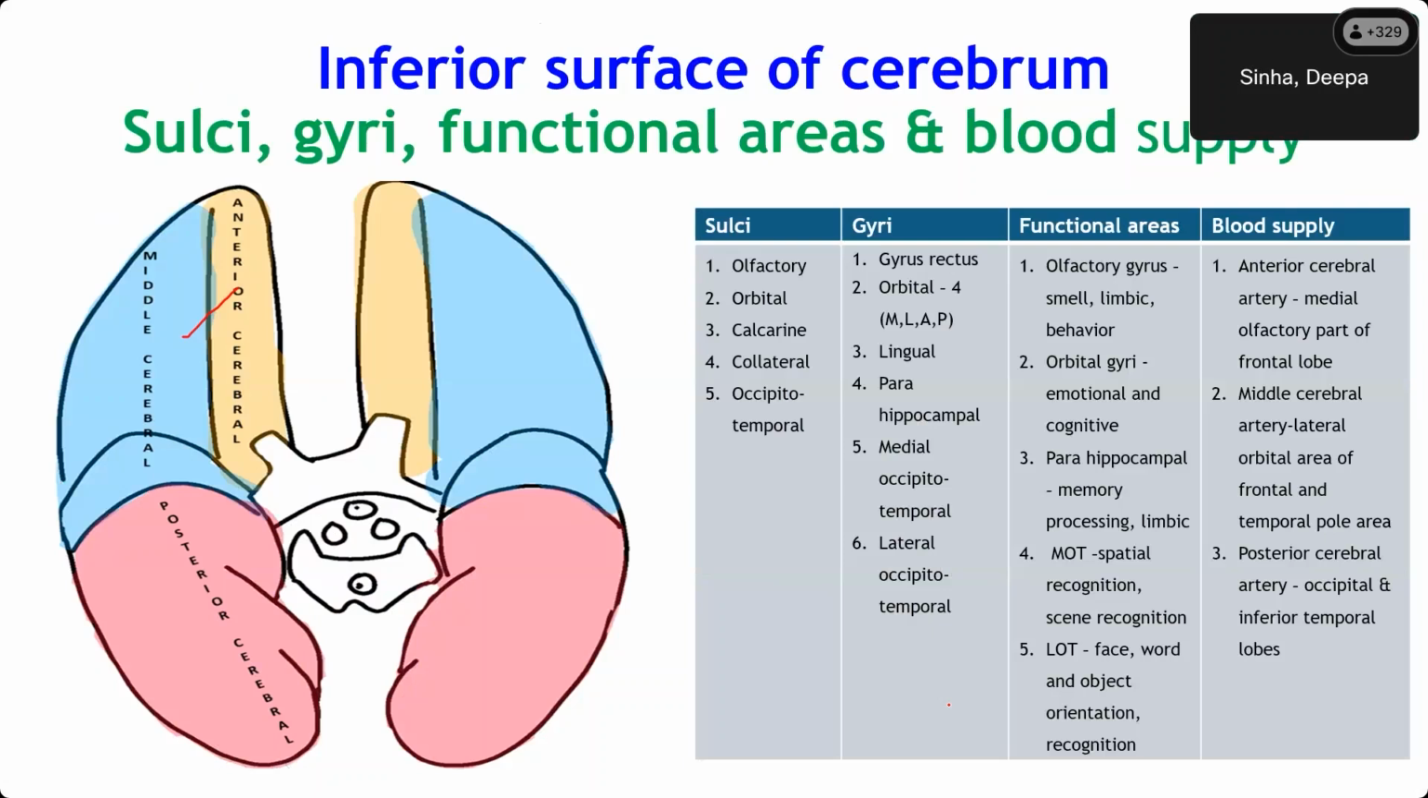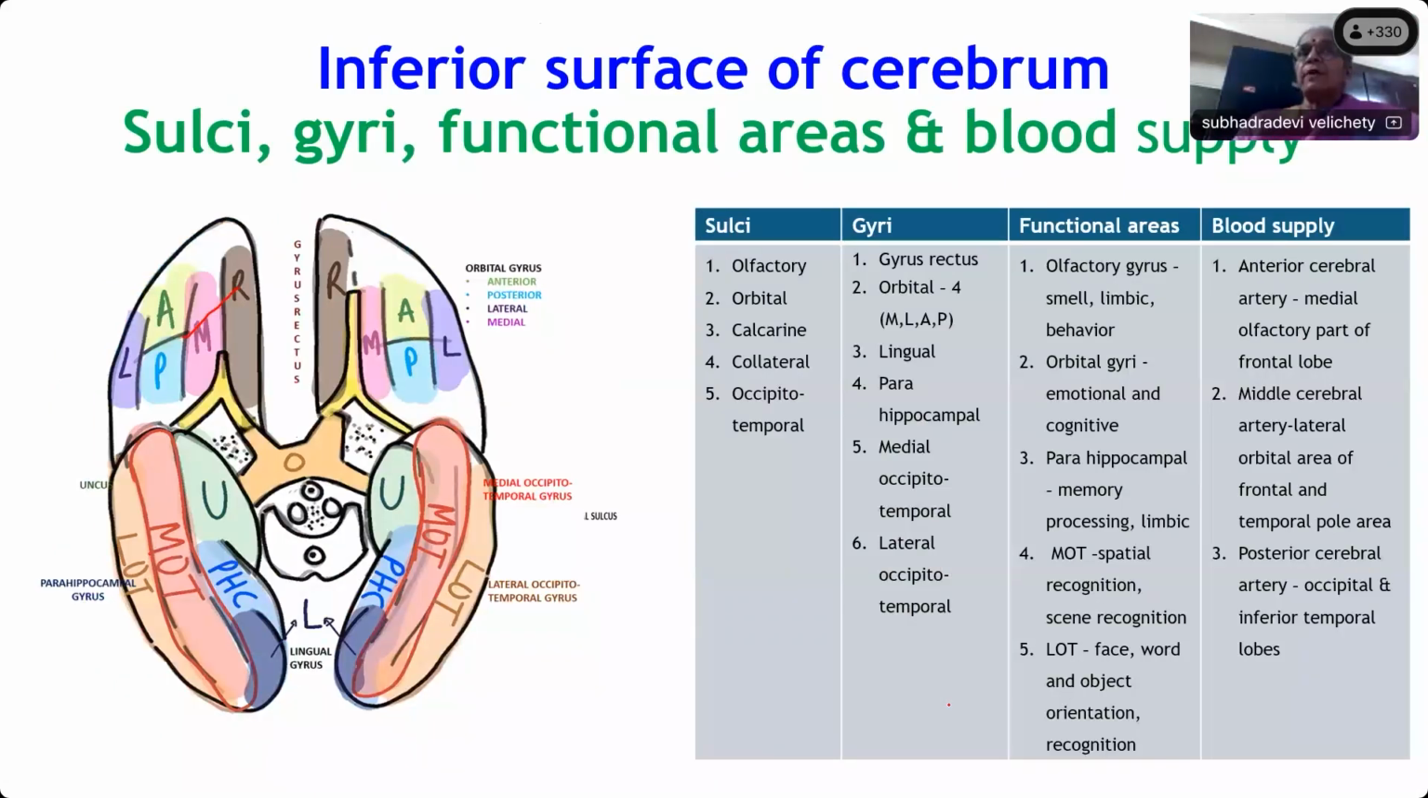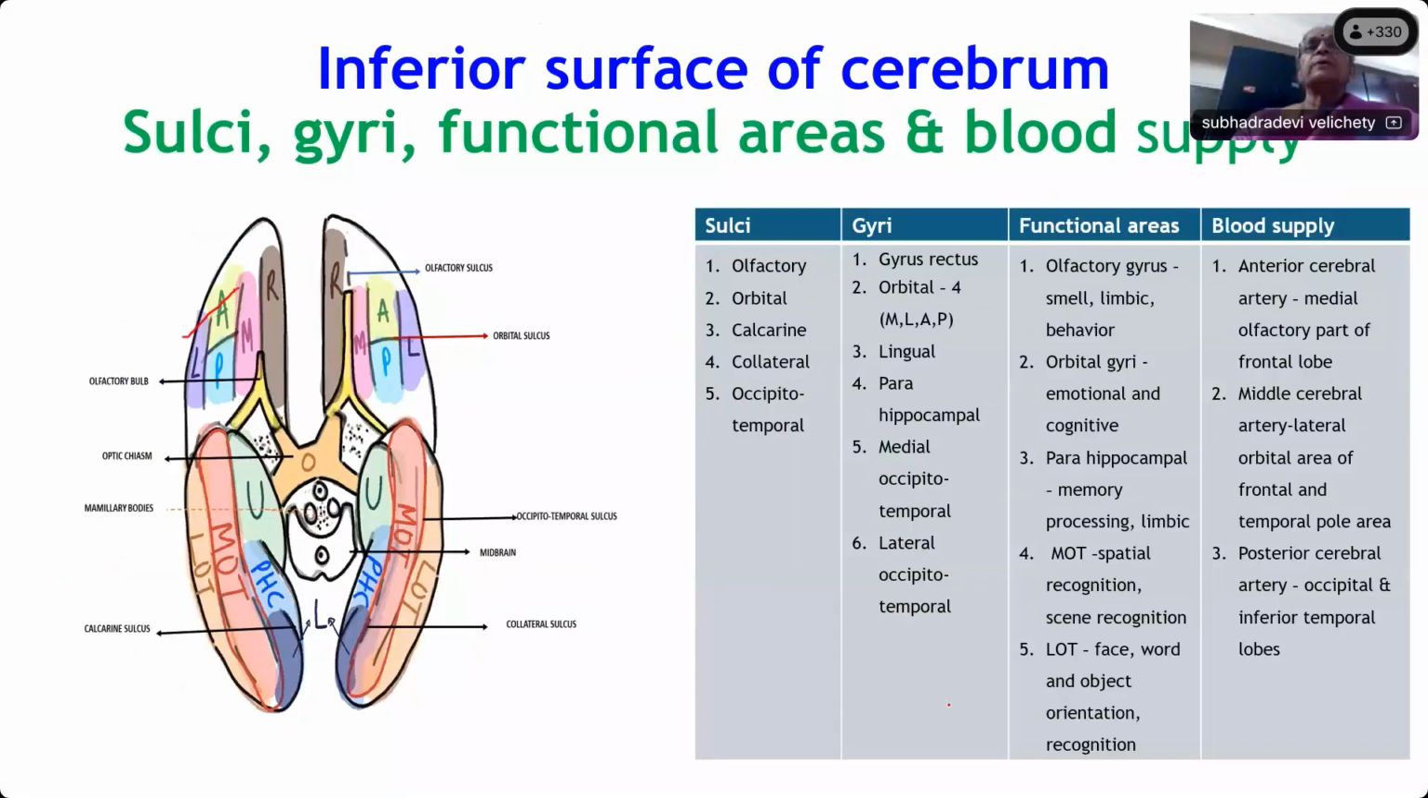Please, ma'am, continue. Okay, so see the pictures. They have used abbreviations: what is anterior, posterior, lateral, medial, and what type of sulci and gyri they have. I have typed it. Like this also you can practice on your own using different colors. Like this, here, the sulci.